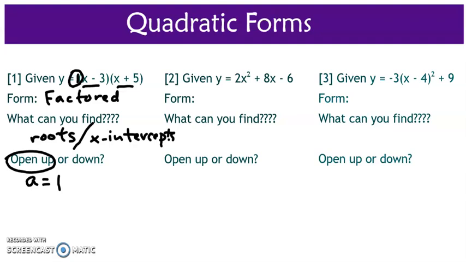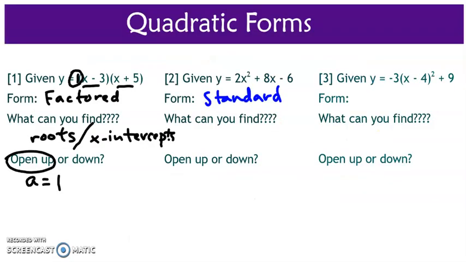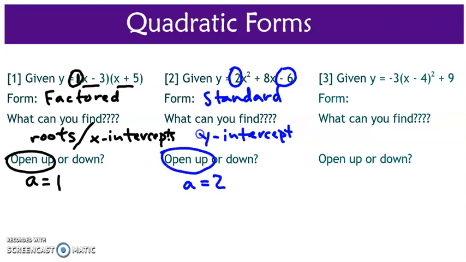Example 2, y equals 2x squared plus 8x minus 6. There are no parentheses there, so that tells me that is standard or general form. Okay, looking back here, the c value that's given tells us our y-intercept on our graph. So our y-intercept in this graph would be negative 6. The first number here, 2, that's our a value, and it's a positive 2. So again, we open up with this graph.